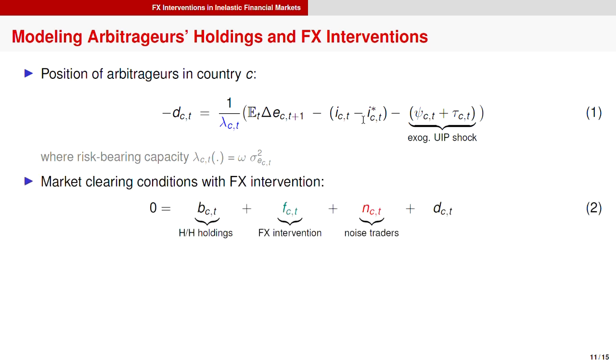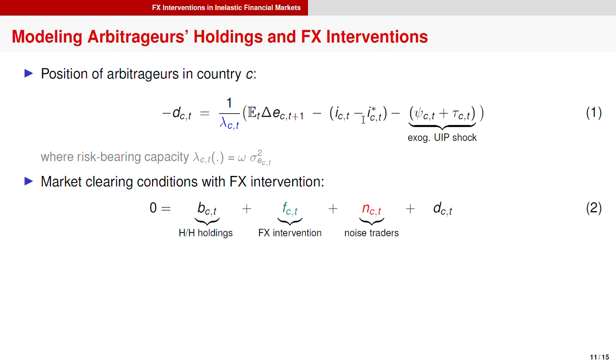So I said two equations. The second equation is just the market clearing condition. We have four agents in the model. We have the home and foreign households, that's the B. We have government interventions, and that's the F in green here. And we also have noise traders, okay? And also we have arbitrageurs' holdings, that's D. So noise traders are the ones who are subject to liquidity demand shocks, which are orthogonal to macro fundamentals in the economy. Okay, exactly like what we had in our empirical framework, where we have those currency demand shocks, which also move exchange rates, but independent of macro fundamentals.